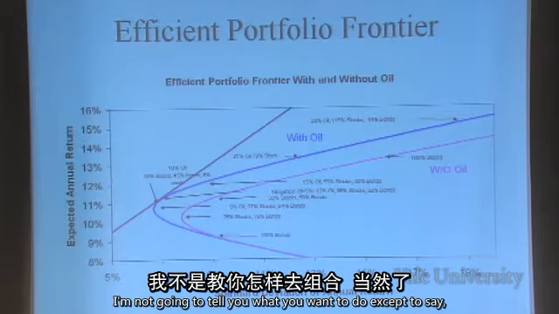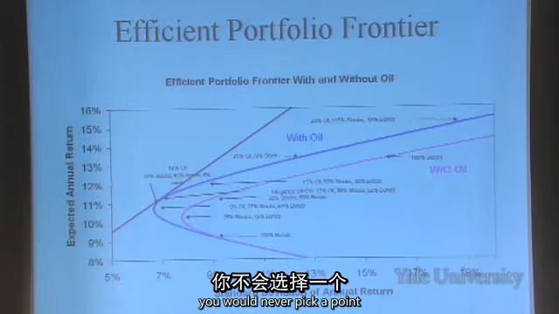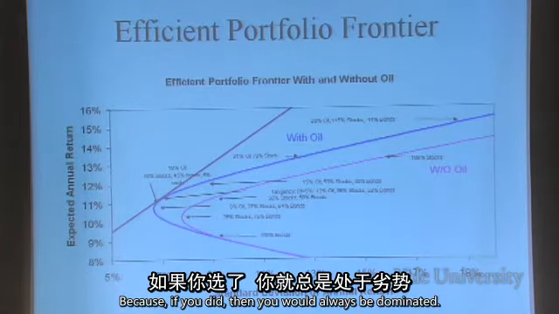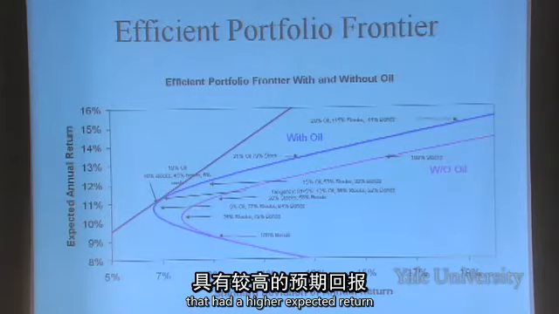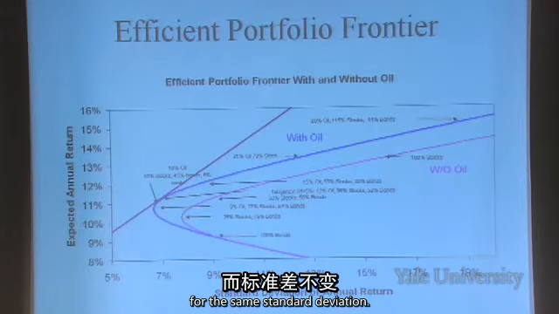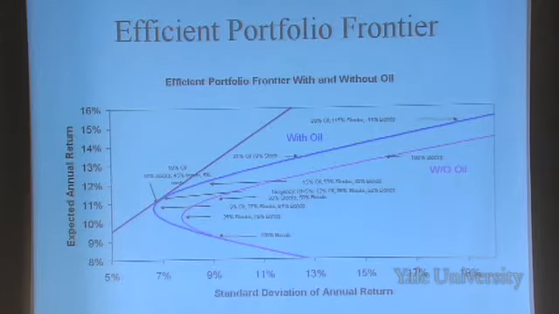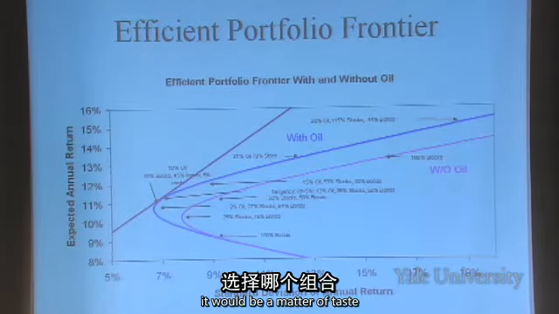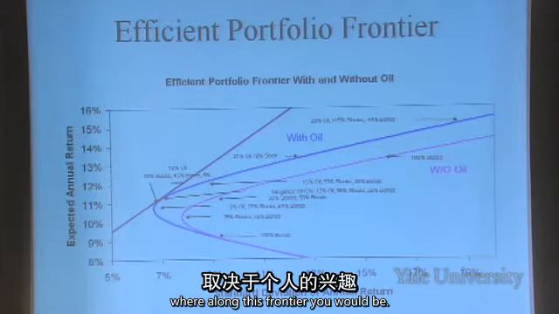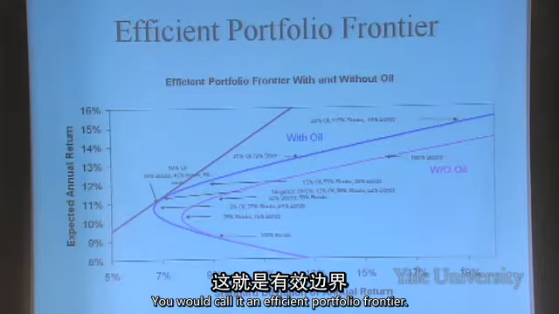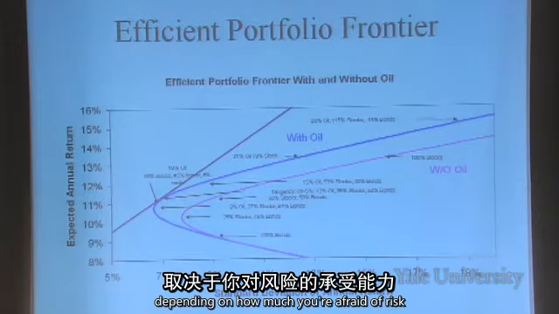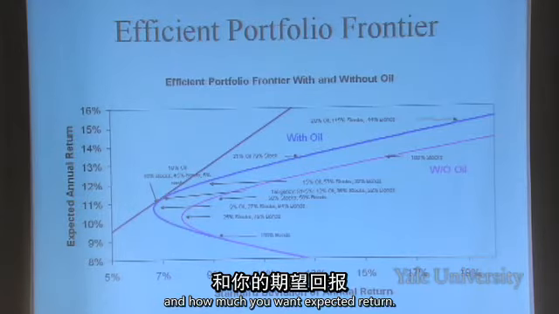I'm not going to tell you what you want to do, except to say you would never pick a point below the minimum variance portfolio, right? Because if you did that, you would always be dominated. You could always find a portfolio that had a higher expected return for the same standard deviation. But beyond that, if you were confined to just stocks and bonds, it would be a matter of taste where along this frontier you would be. If we call it an efficient portfolio frontier, it would be anywhere from here to here, depending on how much you're afraid of risk and how much you want expected return.